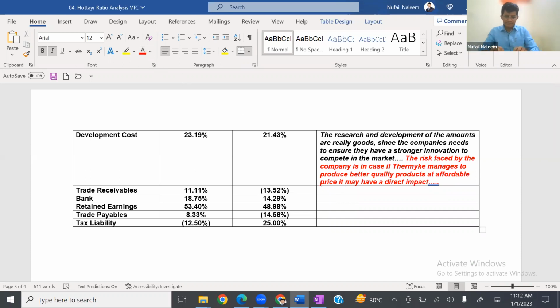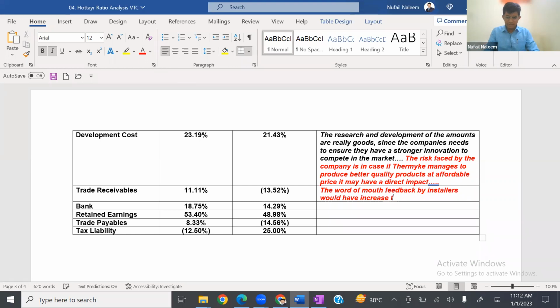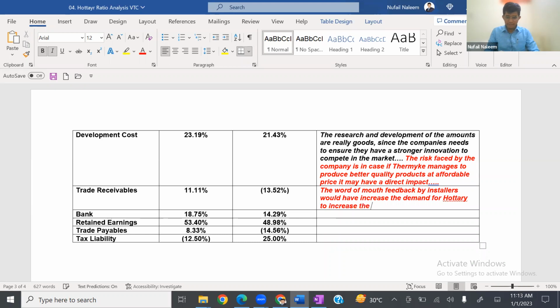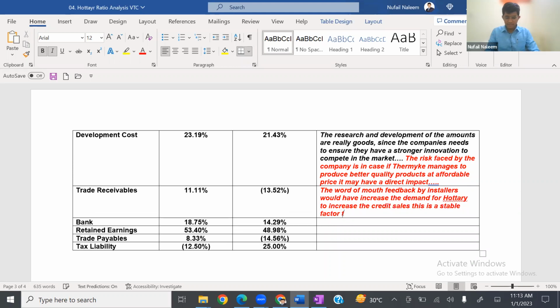That is the one point of thing. So I'll write down here the word of mouth. The word of mouth feedback by installers would have increased the demand for Hottayr to increase the credit sales. Correct, no, students, if I'm not mistaken? Yes, sir. This is a stable factor to be considered. Students, in the local market, one strong thing you have is you are dominating. Correct, no, students? In the local market, with our local producers. But with the international producers is only the question arises.